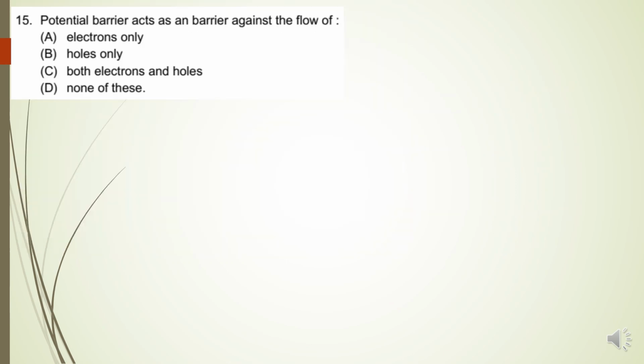Next question. The potential barrier acts as a barrier against the flow of: A. electrons only, B. holes only, C. both electrons and holes, D. none of these. The answer is both electrons and holes. Option C.